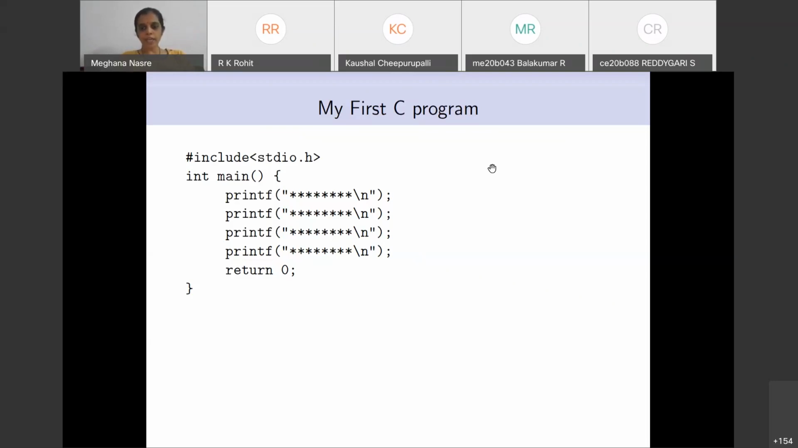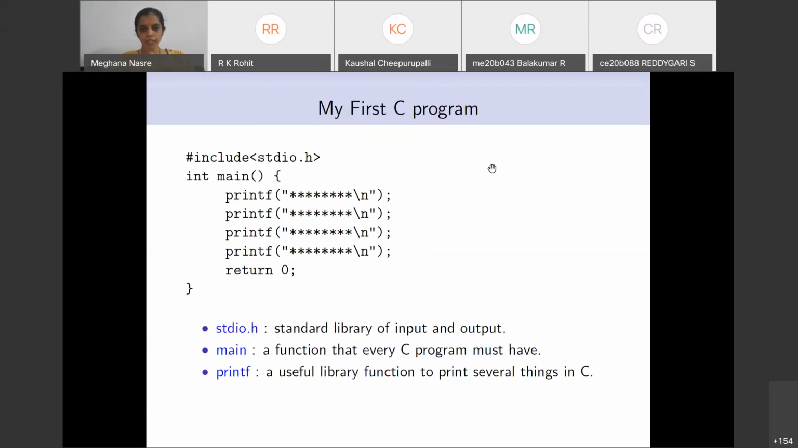I would stop here and ask if there are any questions. I also see that there are some chat messages that some people have put in. Yeah, so I look at those chat messages. In the meantime, you can also unmute yourself and ask questions.